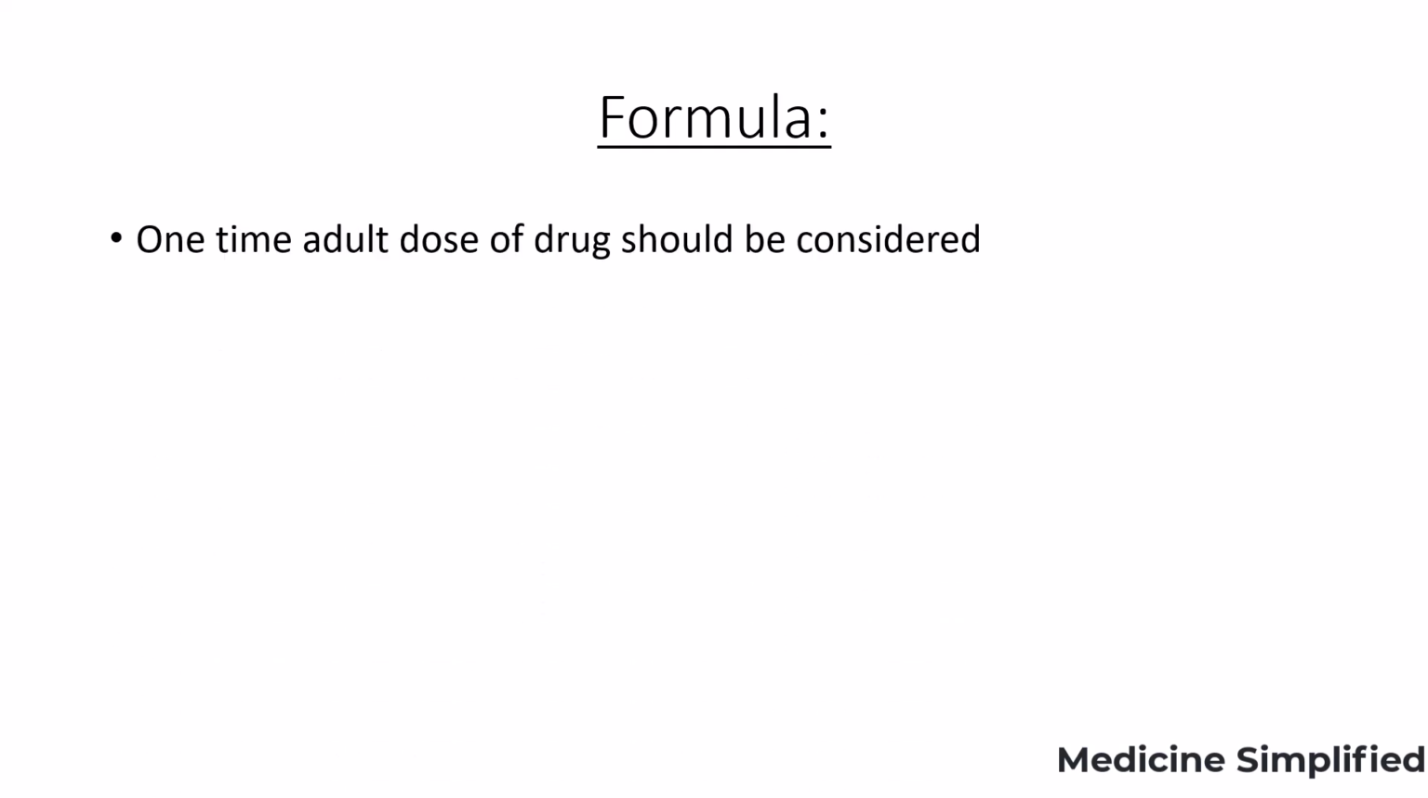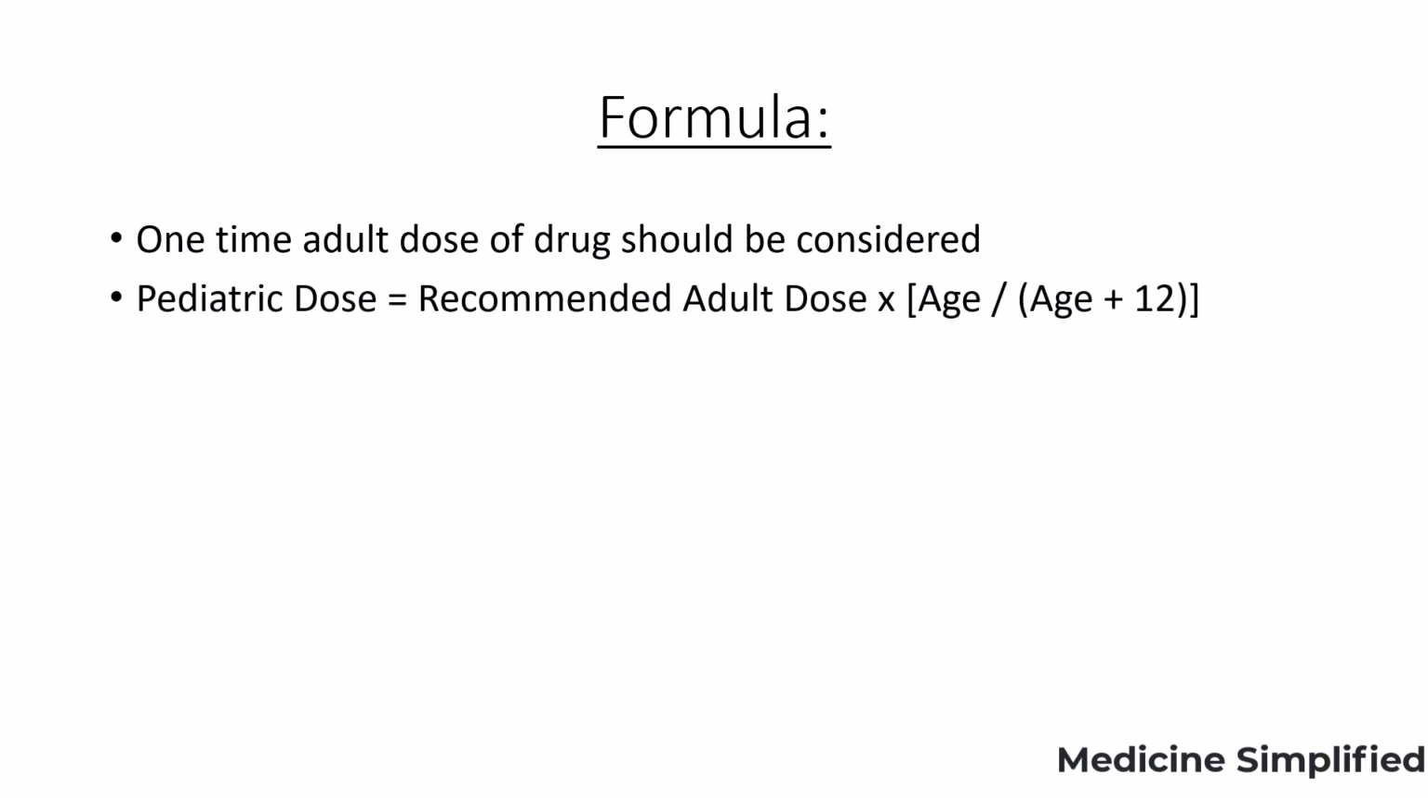Now we will learn how to calculate pediatric dose by using Young's rule formula. Just remember, we have to consider the one-time adult dose of a drug, not the maximum adult dose of the drug. And the formula is: pediatric dose is equal to recommended adult dose into age by age plus 12.